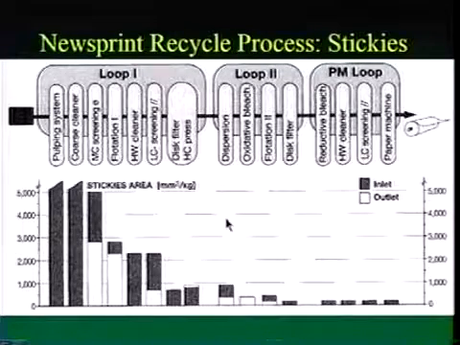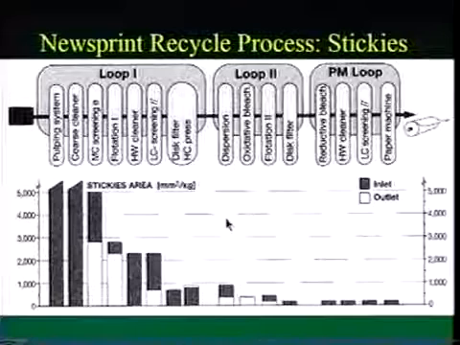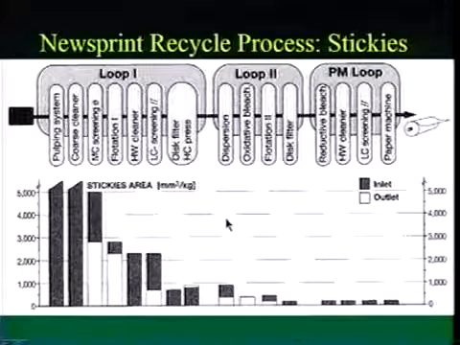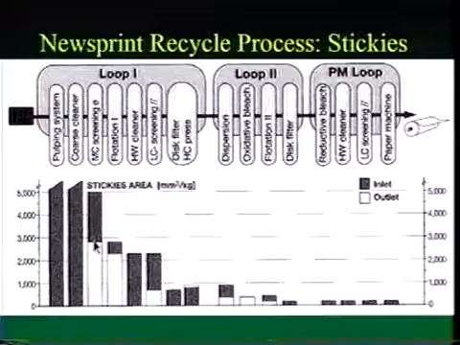Okay, now we all know that stickies is a big issue, and this graph right here shows us where we're getting rid of most of our macro stickies. So our macro stickies are our larger stickies, and the black bars indicate the inlet, and the white bars indicate the outlet of stickies in each stream. So you can see right here for our medium consistency screening with holes, we're going to go from about 5,000 parts per million to about 2,900 parts per million. So a lot of stickies removal in the screen.